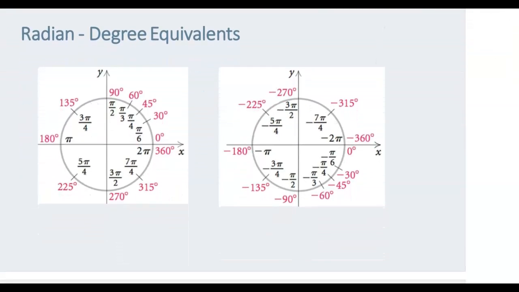I'm going to assume that you all have access to a unit circle. I've posted one on Canvas, and these are some of the common equivalents between radians and degrees that we come across frequently on the unit circle.